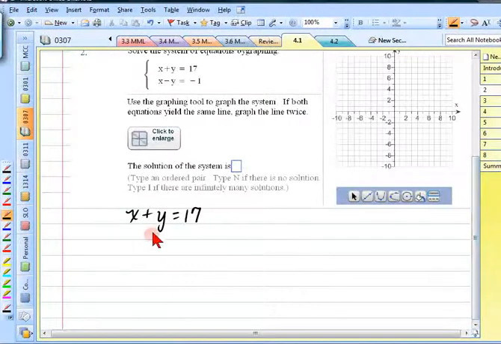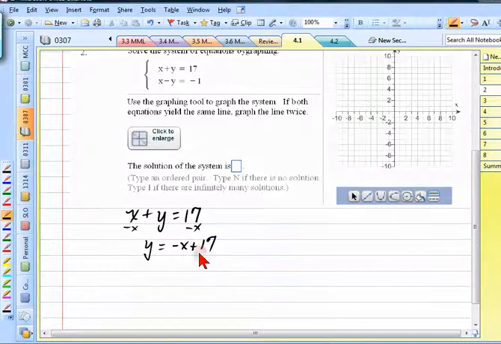If I'm going to use slope-intercept, do you agree that I have to subtract x from both sides? Mm-hmm. And I get y is equal to negative x plus 17. Where would I begin for this graph? At 17?